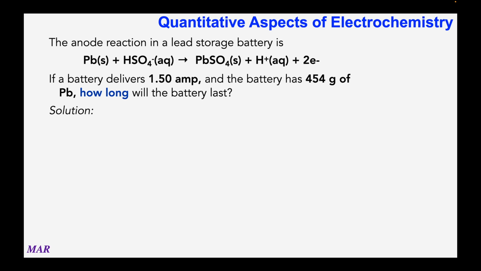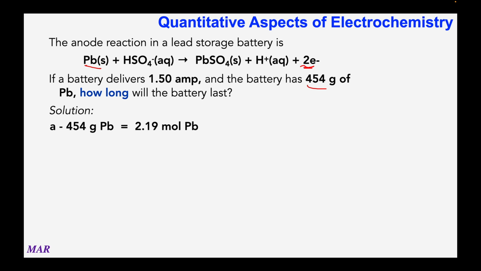So you don't want your battery to die on you in the middle of the wilderness. You want to know how long the battery is going to be good for, and you can absolutely do that. We're going to use the fact that there are 2 moles of electrons for every 1 mole of lead, and we have 454 grams of lead. So grams of lead to moles, a mole of lead is 2 electrons. There's the Faraday constant, coulombs per mole of electrons, and finally coulombs per second will allow us to go to time. So let's see how all this works out.